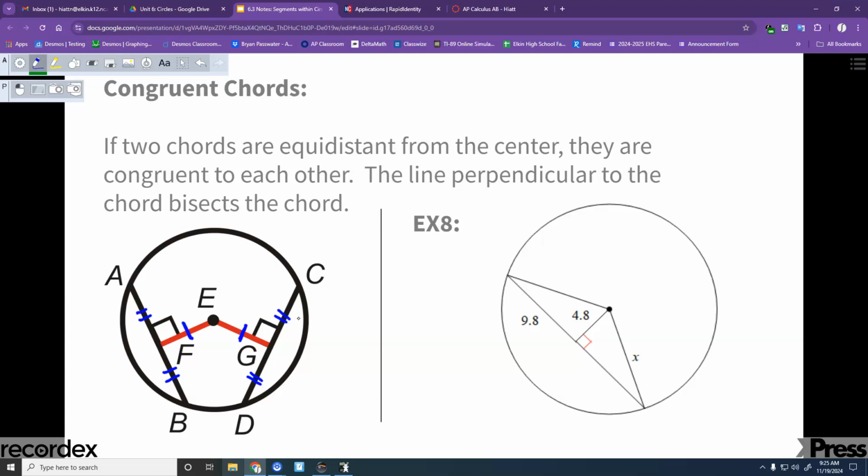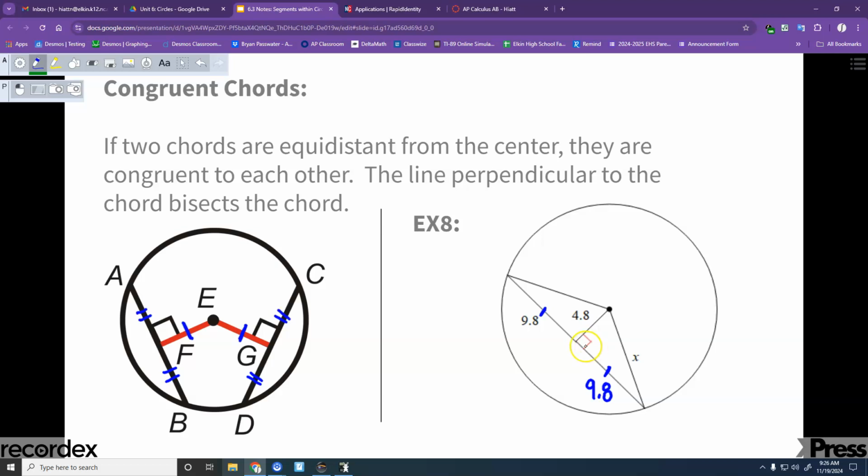So if we see a problem like number 8, we have a perpendicular line right here going to a chord, which is going to tell me that this chord right here gets cut in half, right? So if this piece right here is 9.8, what would this piece over here be? Also 9.8. How would we find our x in this scenario? What shape do we have right here? Specifically a right triangle. When we have a right triangle, what can we do?